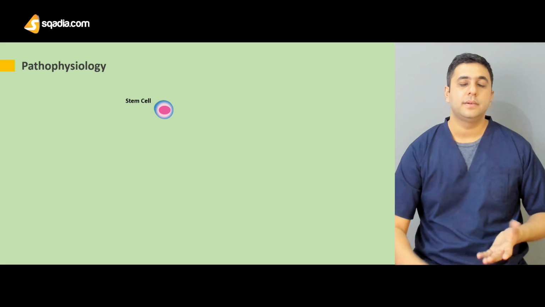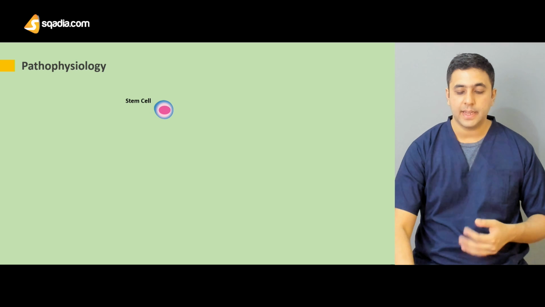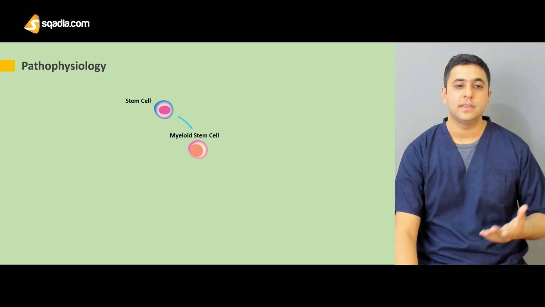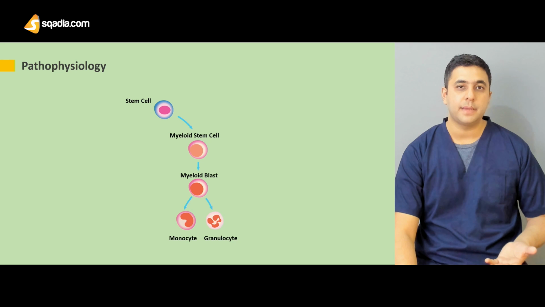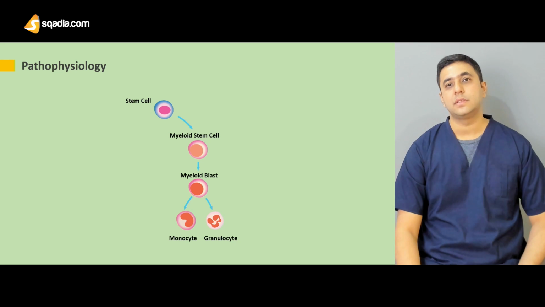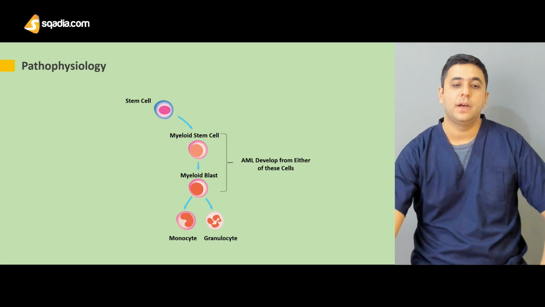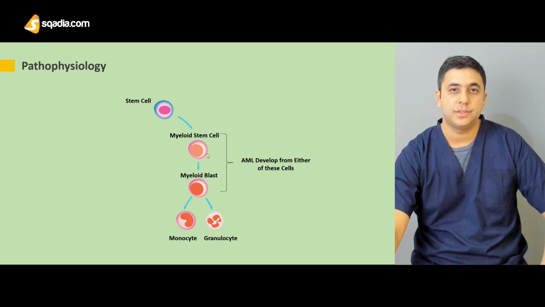We all know the basics. We start off with the hematopoietic stem cell. It can go into a myeloid lineage or a lymphoid lineage. Here we are only showing you the myeloid lineage. So from a hematopoietic stem cell, we form a myeloid stem cell. That gives rise to a myeloblast, or myeloid blast, and that eventually gives rise to the various types of granulocytes, the monocytes, the neutrophils, and the basophils. What happens in AML, acute myeloblastic leukemia or acute myelocytic leukemia, is that the development is arrested at this stage, either at the myeloblast level or the myeloid stem cell level.